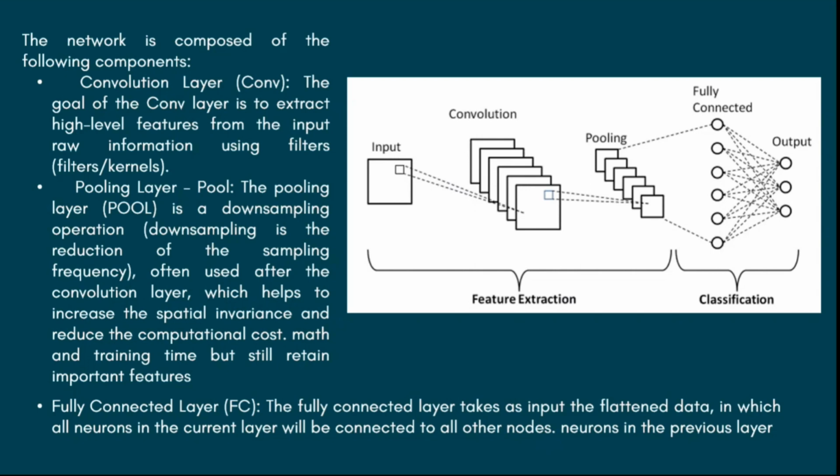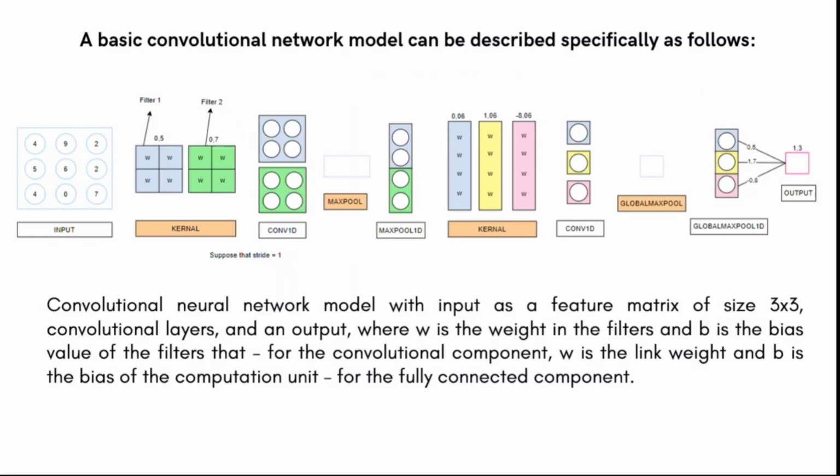With its feature extraction and processing capabilities, CNN can also be used for analyzing other data domains such as text or sequential time series data. For image data, 2D grid filters are used, while 1D grids are typically used for data like text or time series. And a basic convolutional network model can be described specifically as follows.